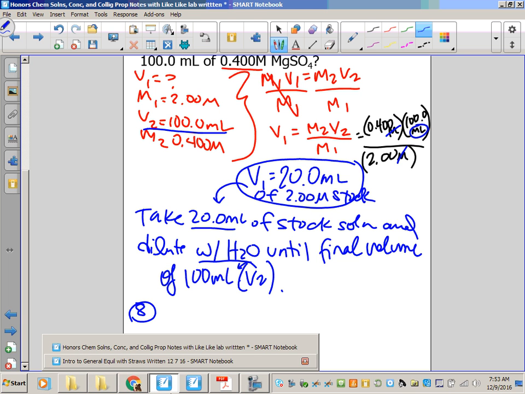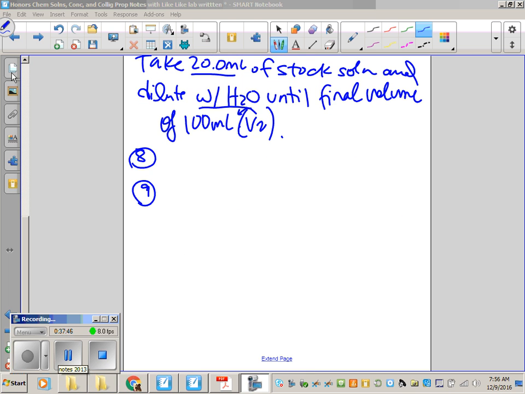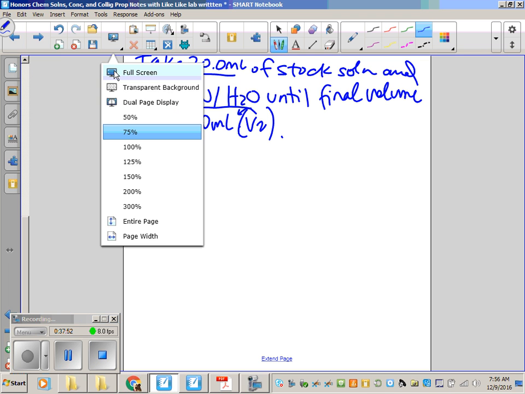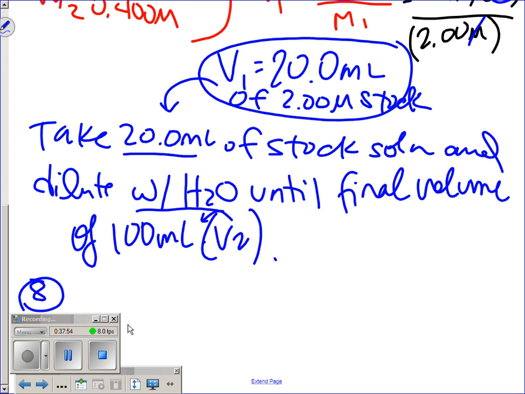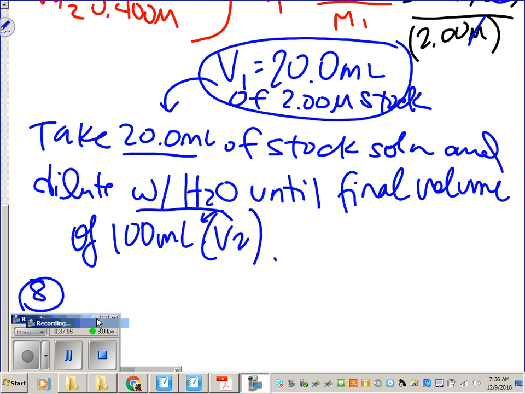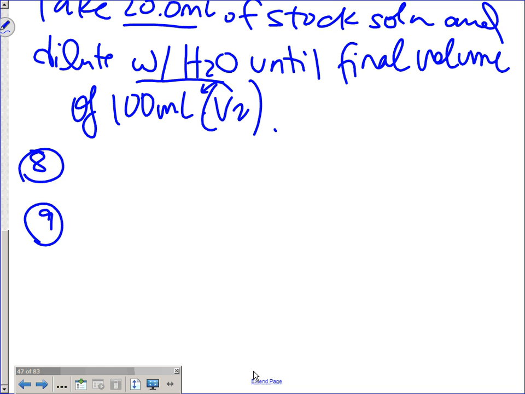So what we just did, let me go ahead. Like in number 8 or 9, I just don't know how to set up. Where do you put? I'm just trying to figure out how you're supposed to organize your information. And where you put volume doesn't really say what the volume is, whether it's the stock solution or the.